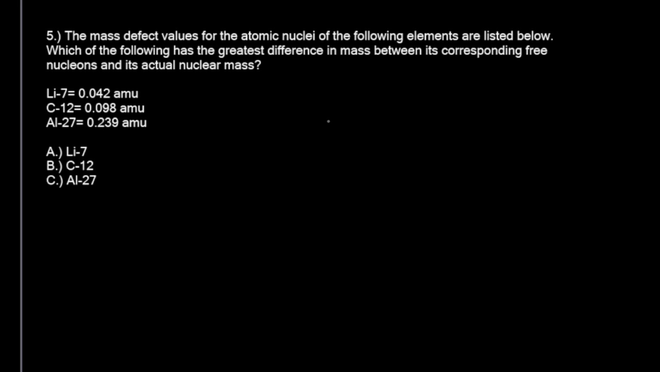Question number 5. The mass defect values for the atomic nuclei of the following elements are listed below. Which of the following has the greatest difference in mass between its corresponding free nucleons and the actual nuclear mass? So we are given mass defect values and asked to find the greatest difference in mass between the corresponding free nucleons and the actual nuclear mass. Which one do you think is the correct answer? Take a minute, pause this video, think about it, and then come back and see the solution.